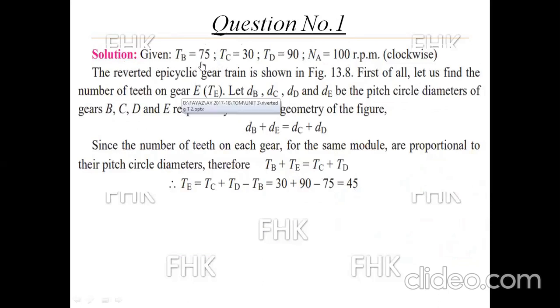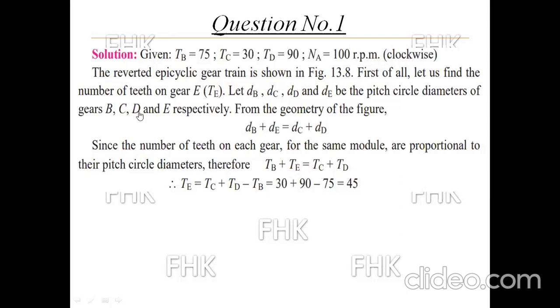The numbers of teeth on B, C and D are given as 75, 30 and 90 respectively in the problem statement. The speed of A is given as 100 rpm clockwise, and our assumption is that clockwise direction we take as minus, and anti-clockwise rotation we take as plus. So while solving the numericals, we take NA equal to minus 100 rpm. The reverted epicyclic gear train is shown in that figure.